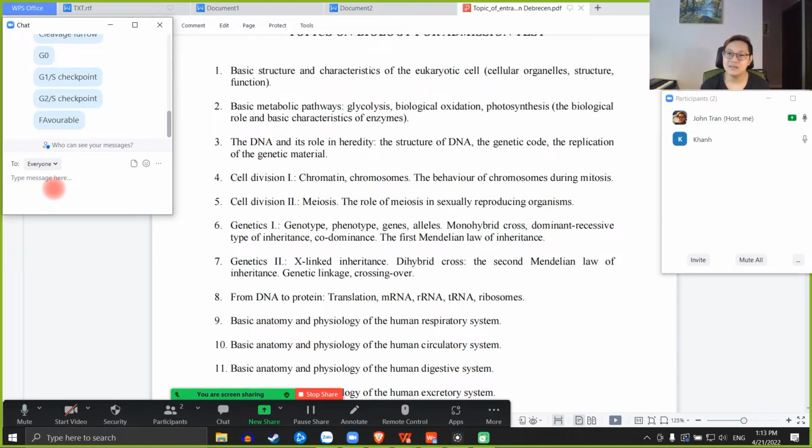Then, if the amount of nutrients increases, and if the signal for reproduction occurs, the signal can come from the cell itself, or it can come from the environment itself.